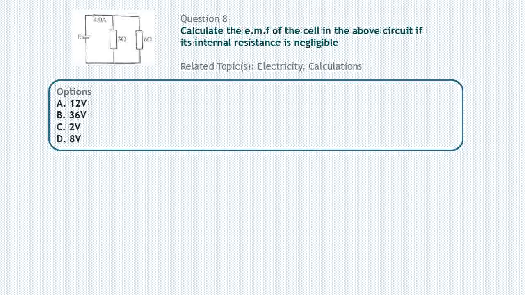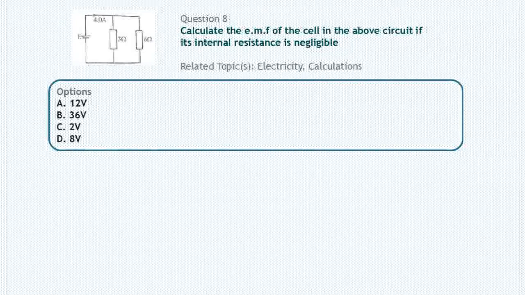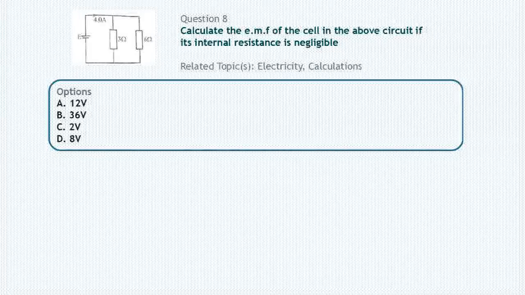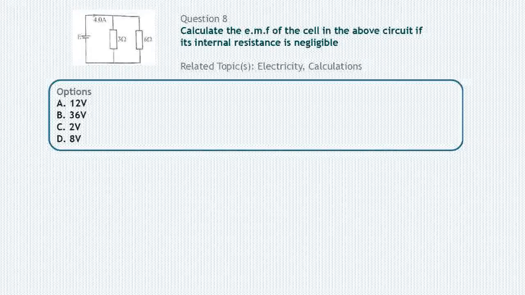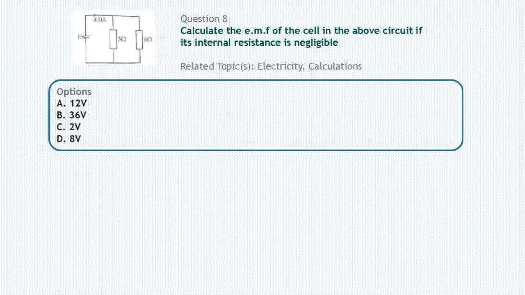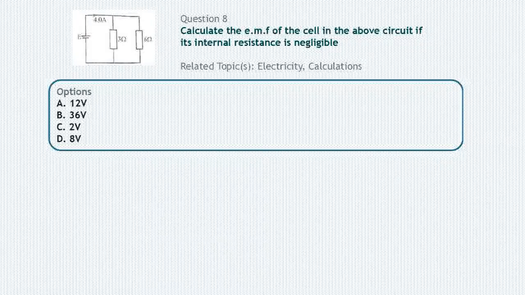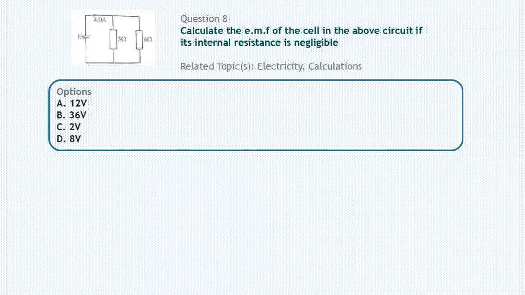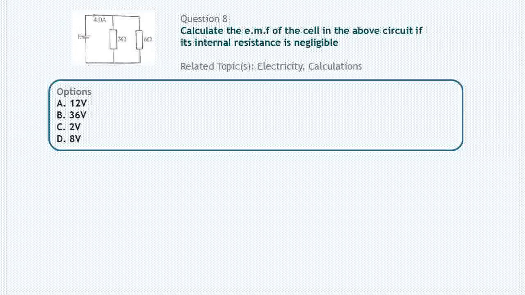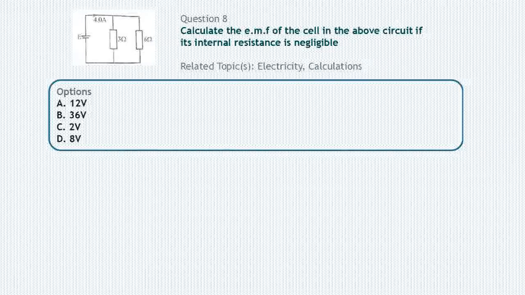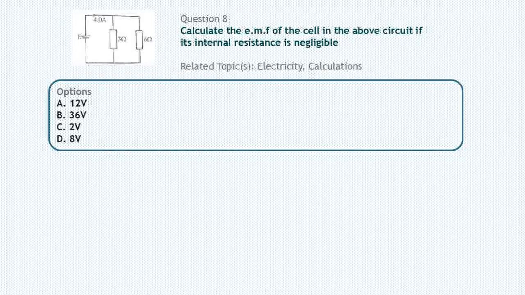Next, we have a diagram here. The question is, calculate the EMF of the cell in the above circuit if its internal resistance is negligible. And if you look at this circuit, we have 2 resistors connected in parallel, and the current flowing through this circuit is 4 ampere. So what we need to do here is find the effective resistance for these 2 that are in parallel.